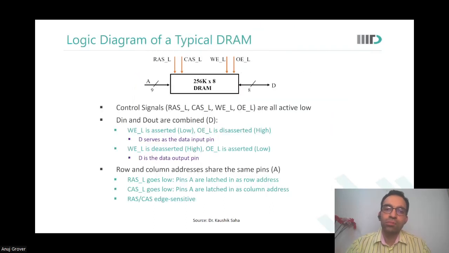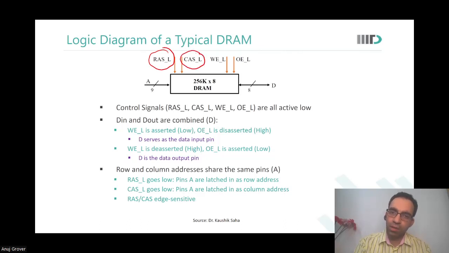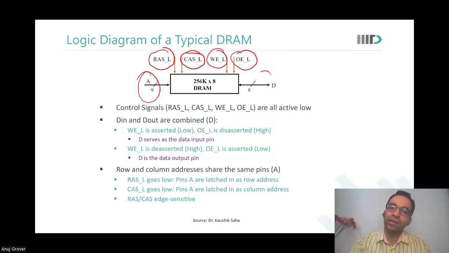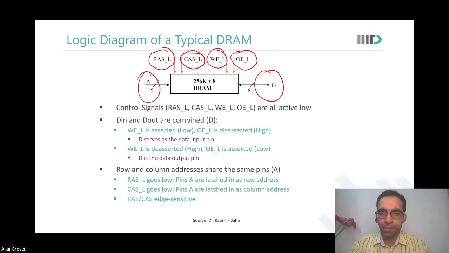So the logical diagram of this appears something like this. There is a row address strobe, a column address strobe, write enable, output enable, and then the address bus and data bus. Okay.